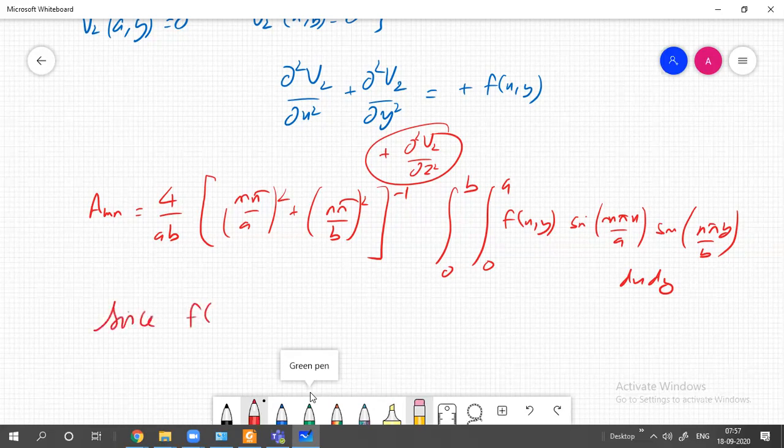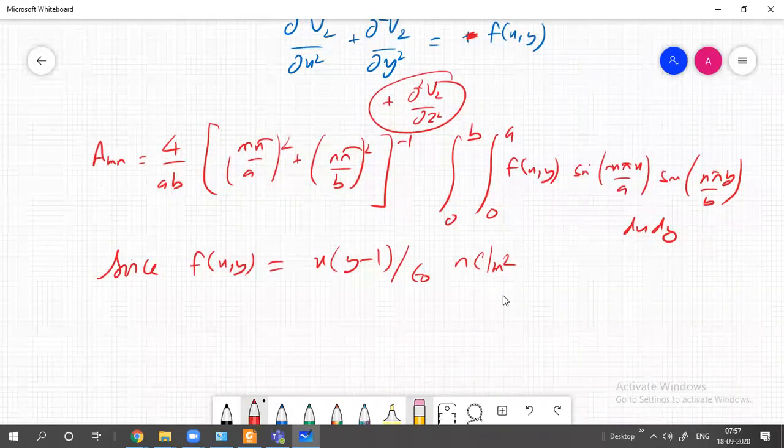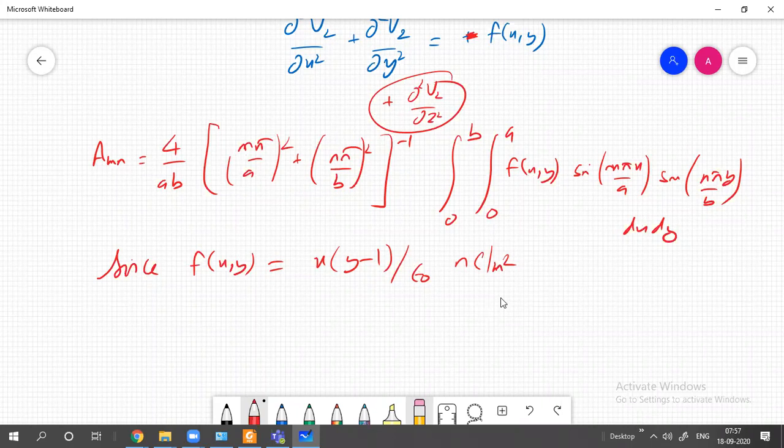Now by using this, let us say that our f(x, y), that is rho of s, is equal to minus 1 over epsilon. It was minus here, so this expression is in nano coulomb per meter square. Since we have this term, what is going to happen? Substitute this f(x, y) value here and try to solve this integral. Let us solve this integral.